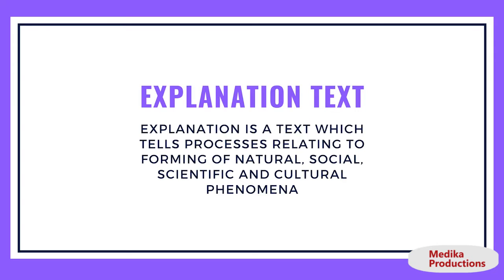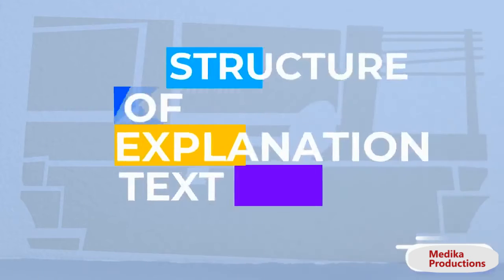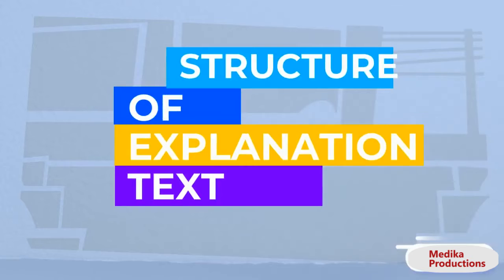So the first, I want to tell you about the definition of explanation text. Explanation text is a text which tells processes relating to forming of natural, social, scientific, and cultural phenomena. And the second, I want to explain about the general structure of explanation text.